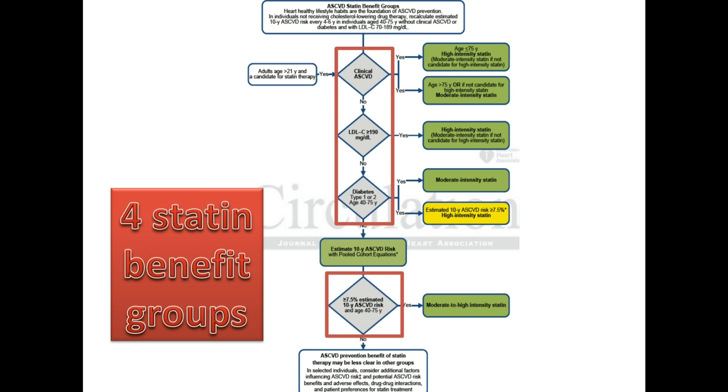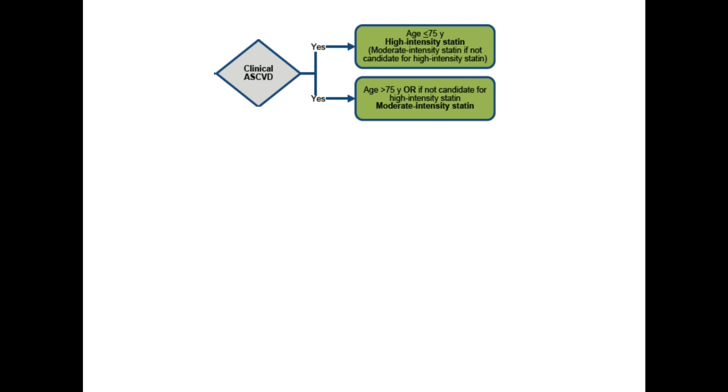Now, there were 4 groups that were identified by the guideline developers as being groups that will benefit from statins. So a group of patients who already have clinical atherosclerotic cardiovascular disease, a group of patients with familial hypercholesterolemia and very high LDLs, patients with diabetes, and then the controversial area, which we'll talk about, is the primary prevention group who have elevated cardiovascular risk. So let's go through each of these groups individually.